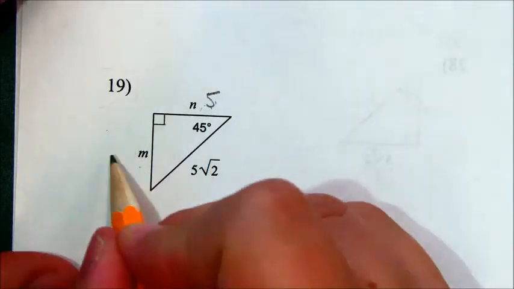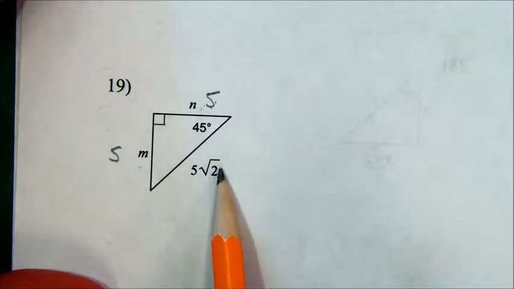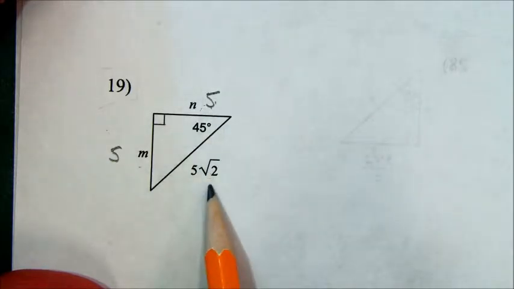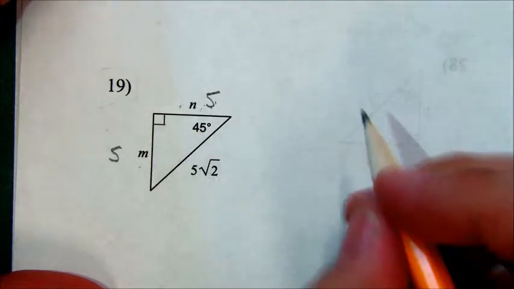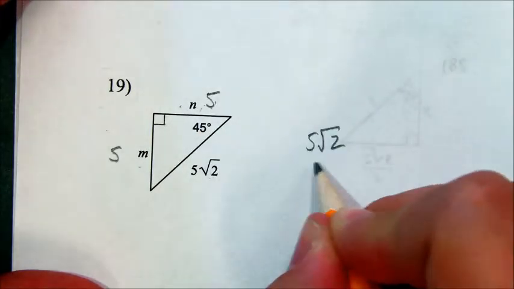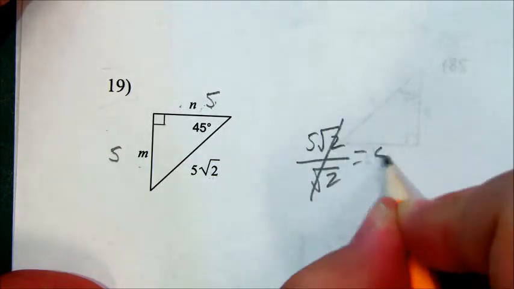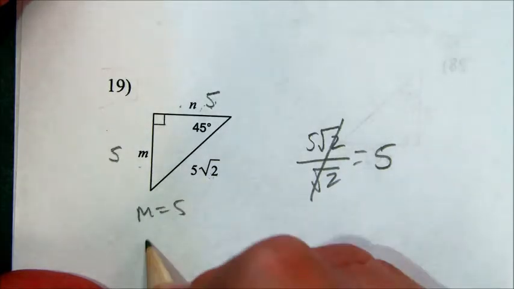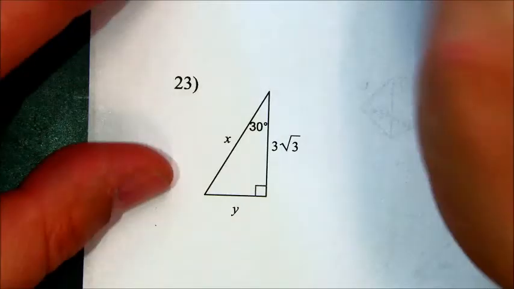If n is 5, then m is going to be 5 as well. Another way to think of that is that I know to go from the leg to the hypotenuse, I multiply by the square root of 2. To go from the hypotenuse back to the leg, I just divide by the square root of 2. Obviously, 5 root 2 divided by root 2, those cancel out, and I end up with 5. Either way, I've got m equals 5 and n equals 5. Okay, another example. 21.